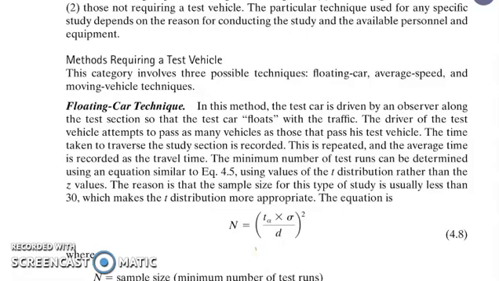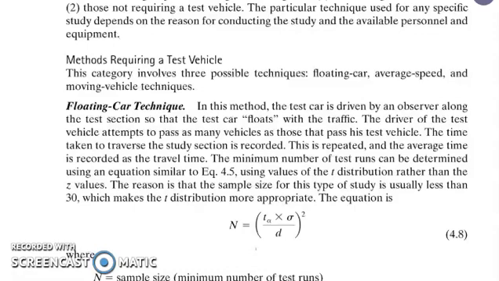So for this, we have an equation to identify the sample size, or the minimum number of test runs. It is equivalent to the value of the Student's t distribution, with 1 minus alpha over 2 as the confidence level and degrees of freedom n minus 1, multiplied by our standard deviation sigma over d, which is our limit of acceptable error in the speed estimate. Raise that to the second degree. That is the formula for our sample size n.